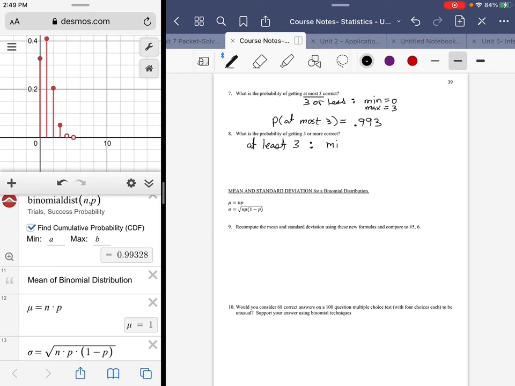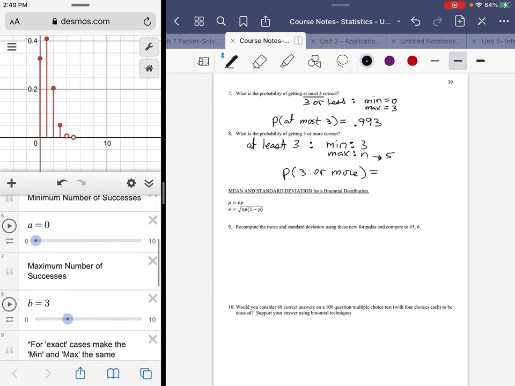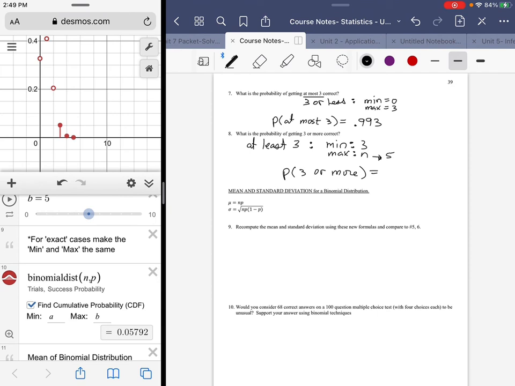That's saying minimum value is 3, maximum value is whatever the end value is. In this case, 5. That's the most number of questions that you can get right. All right, so the probability of 3 or more, so 3, make this a 5, and you get about 0.0579.